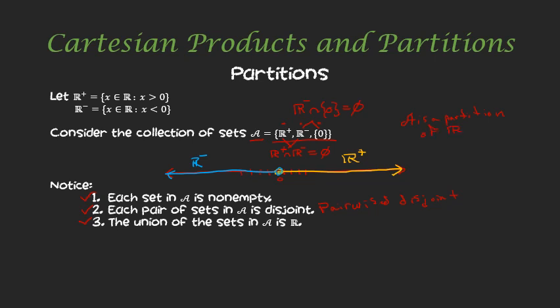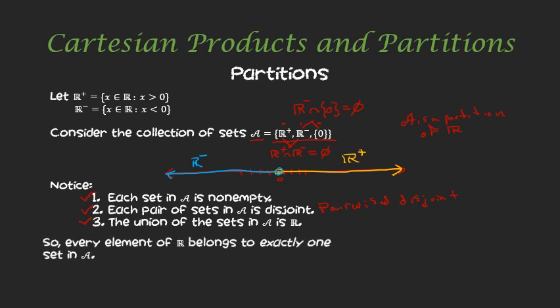It's certainly not the only partition of the real numbers. There are many other ways we could break the real numbers up. But nevertheless, when we have a situation like this, where we have a set broken up into subsets such that each one is non-empty, they're pairwise disjoint, and their union is the entire set, then we call that a partition.